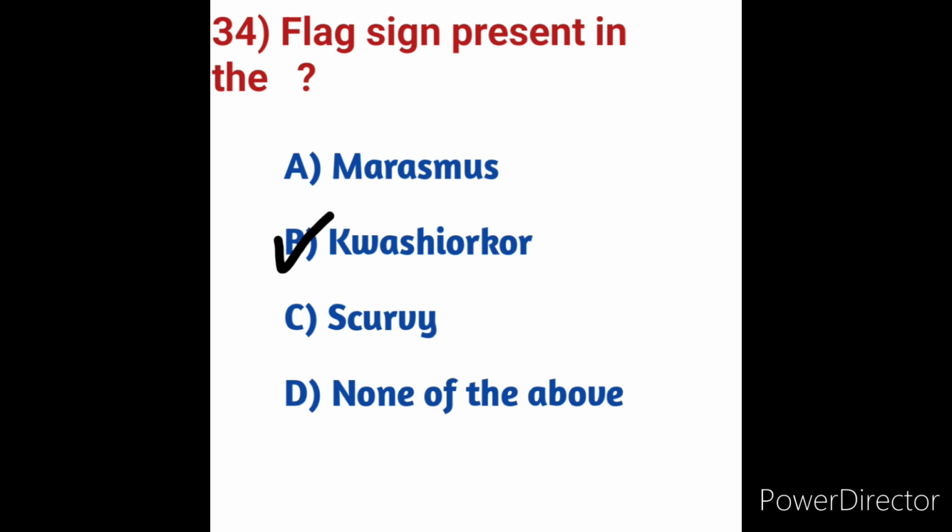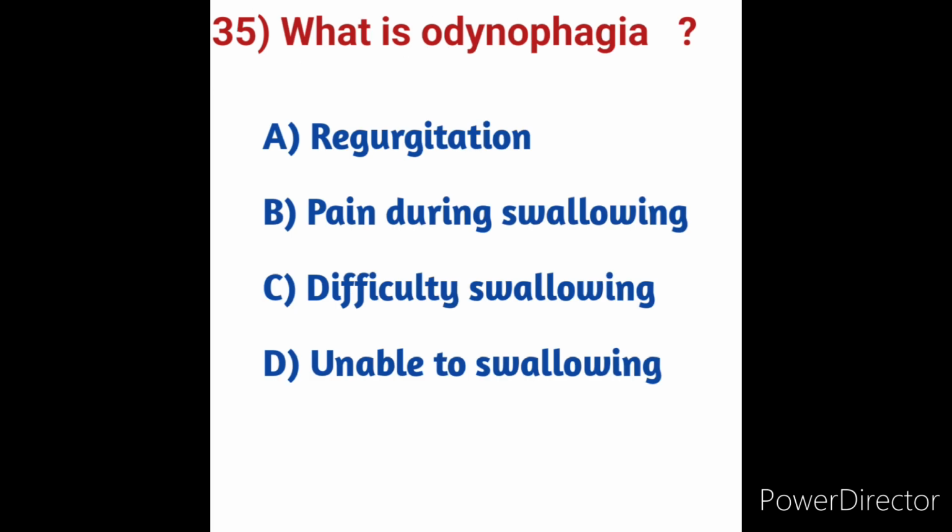So here in these options, flaxine is present in option B, kwashiorkor, is the correct answer. Next we will move on to question number 35. What is odynophagia? What is meant by odynophagia? We will see here options. Option A, regurgitation. Option B, pain during swallowing. Option C, difficulty swallowing. Option D, unable to swallow.